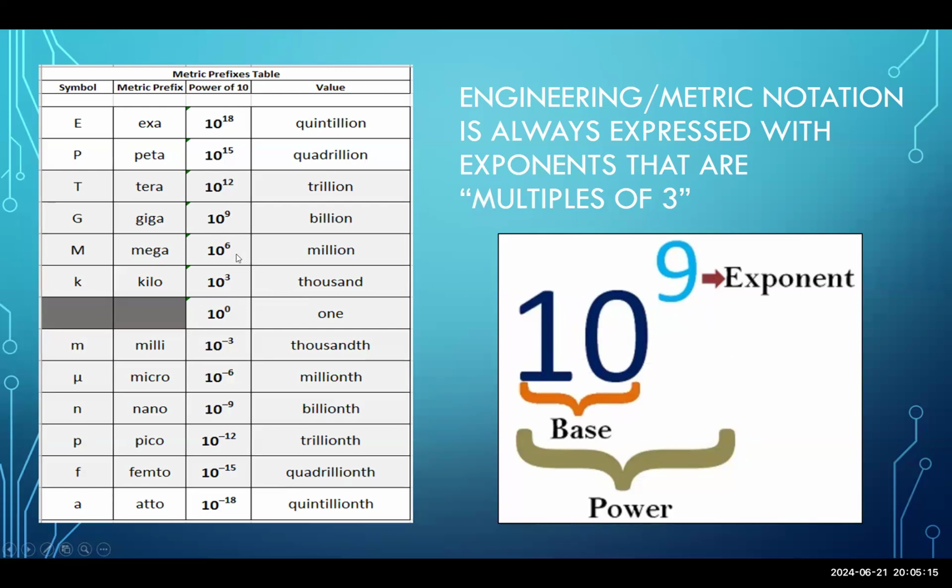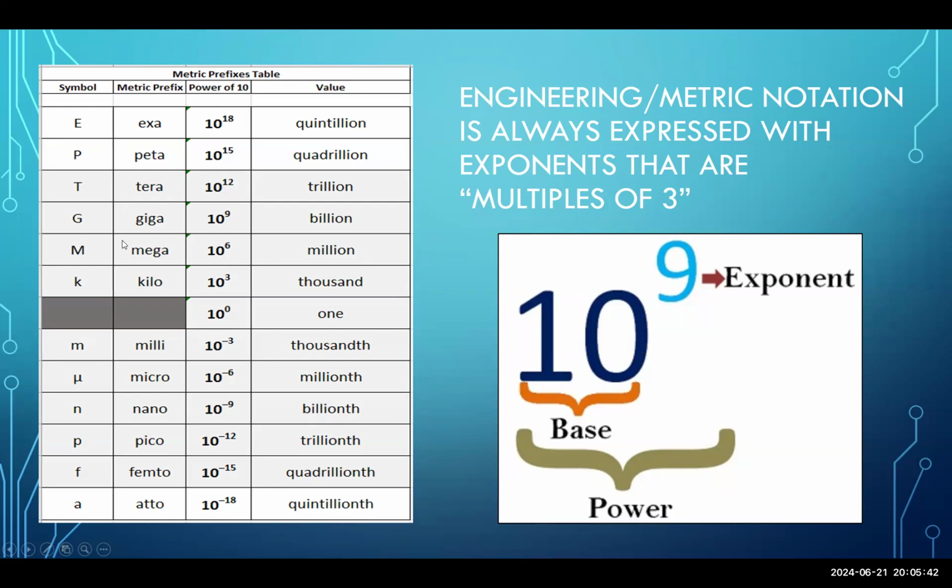Take a look at the next one, mega. You've seen mega used in a number of applications. Mega is 10 to the exponent of 6. So this power means 10 as the base, multiplied by itself how many times? 6 times. So that's 10 times 10 times 10 times 10 times 10 times 10. You do that on a calculator, you're going to get 1,000,000.